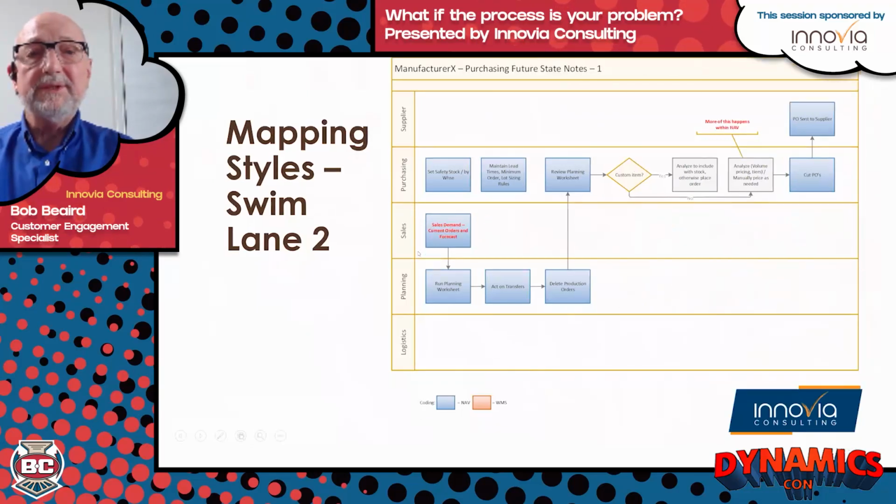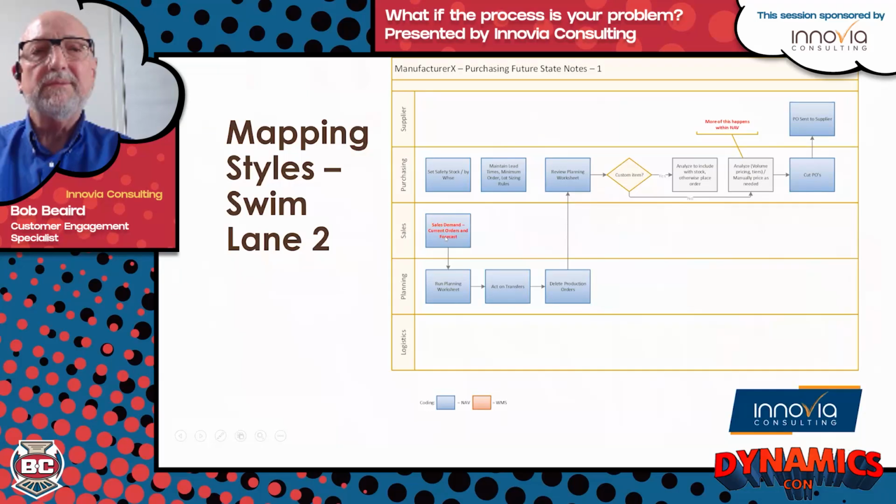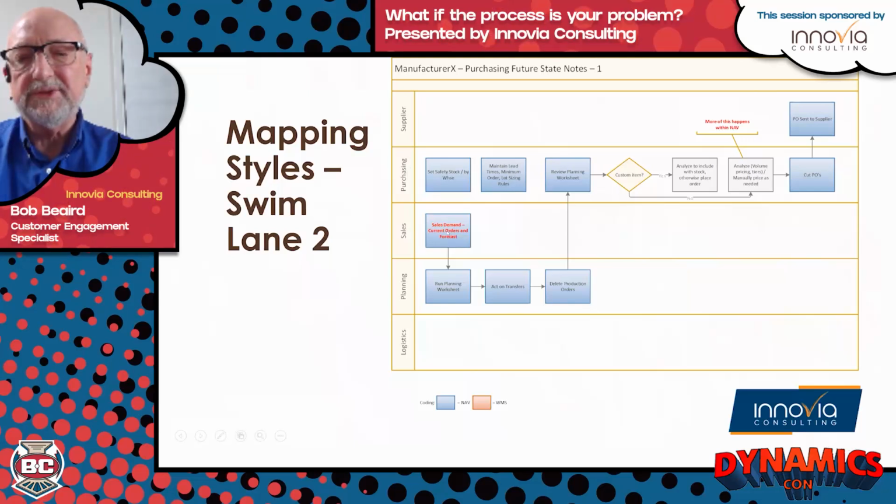And here's another example. This is a swim lane, but this actually is the future state. Very kind of abbreviated annotation. I mentioned in the previous one, I go back to the previous one, sales demand, and you see a note there. In the future state, this is current orders and forecasts. So this company did not have a forecasting system or a demand management system. So in the future state, that's envisioned.